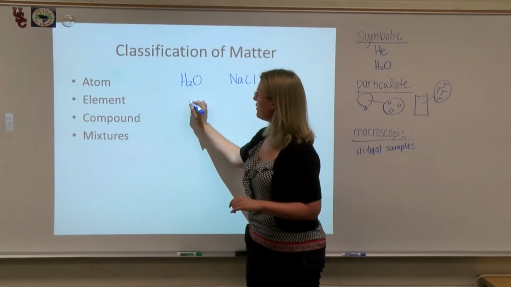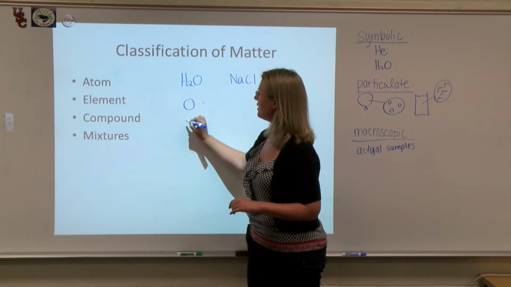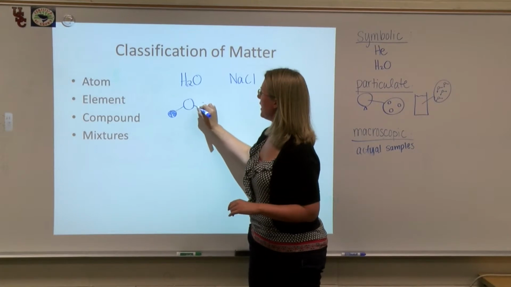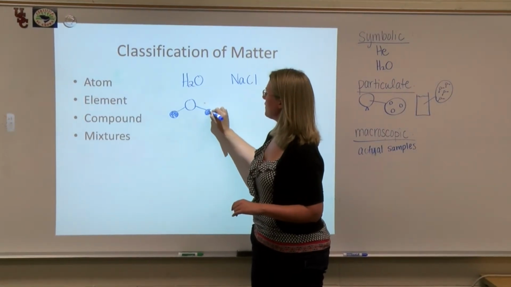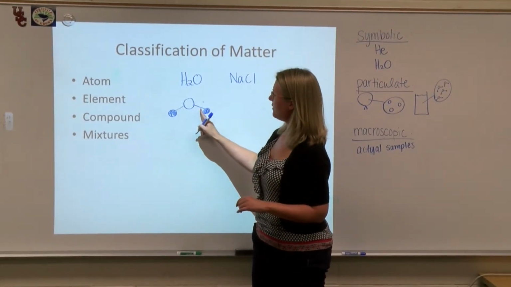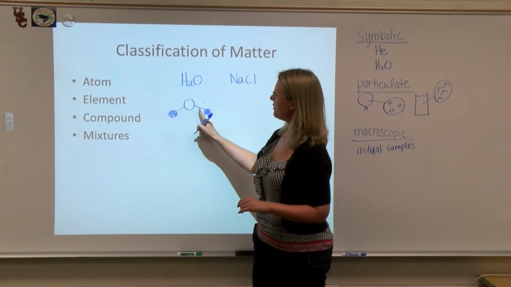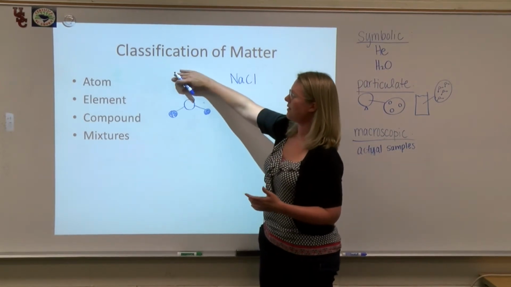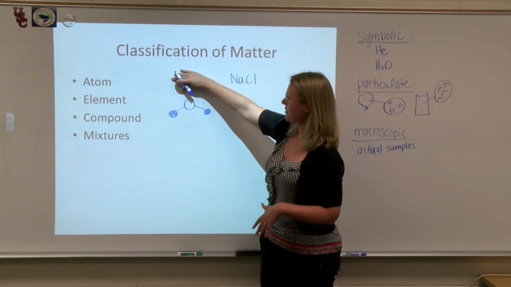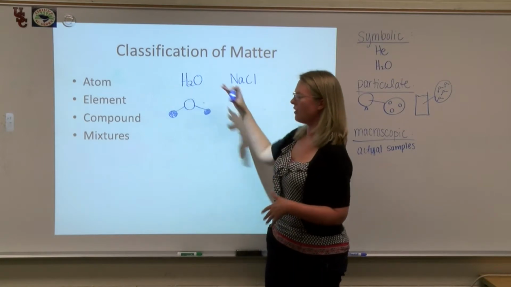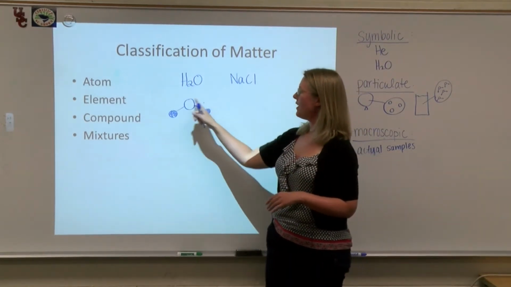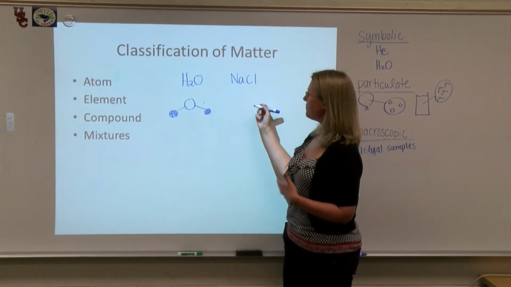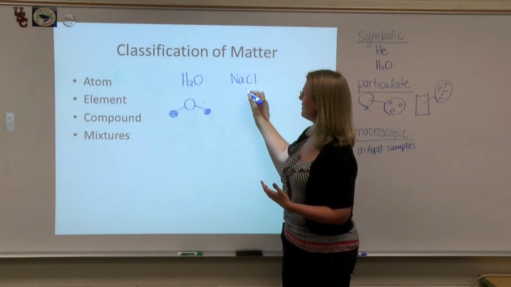And if I wanted to draw my picture, I would draw an oxygen in the center, and then two hydrogens out to the side. And this time I'm actually using a line to represent the bond that occurs right here. So if you're looking at this as just a picture and not the symbolic, you could recognize this as a compound because there's different types of circles. And so that tells you there's different atoms in there. So that's a compound. NaCl is actually kind of different because it's ionic.